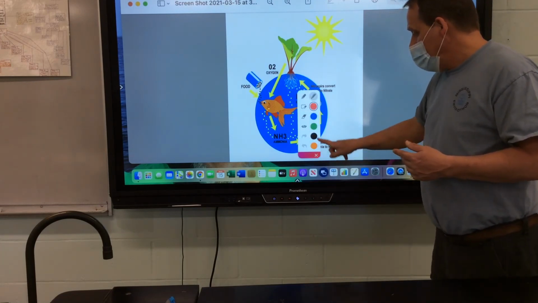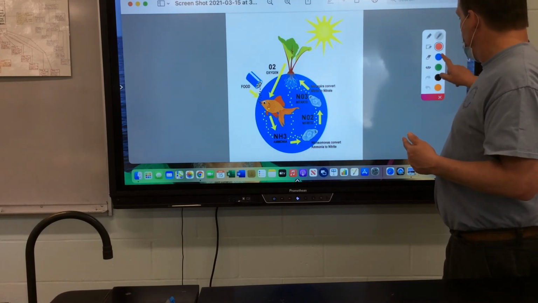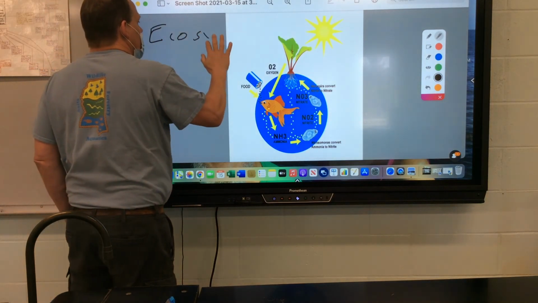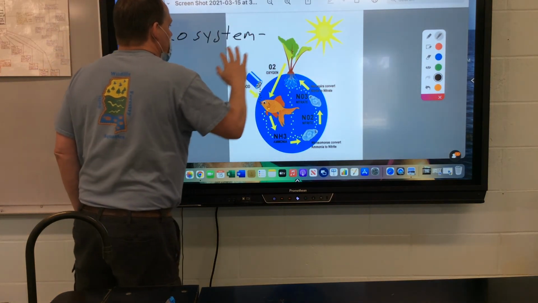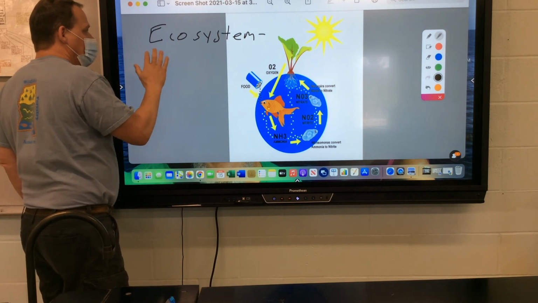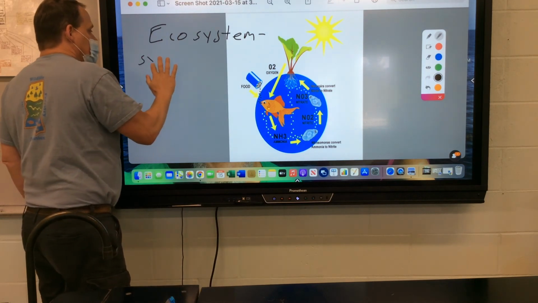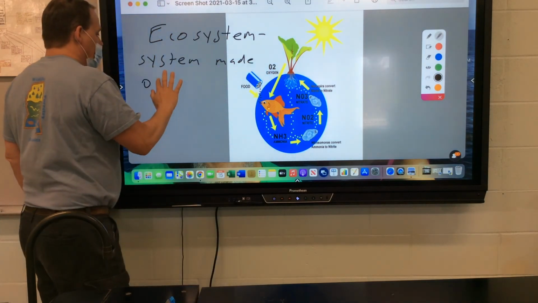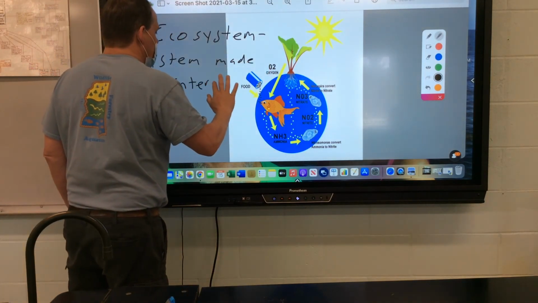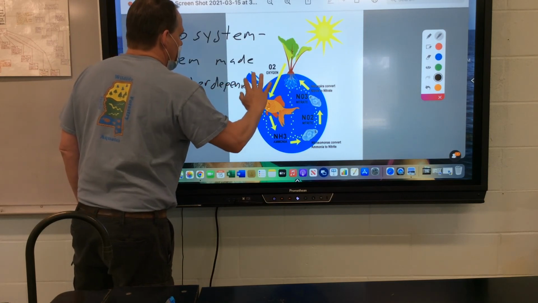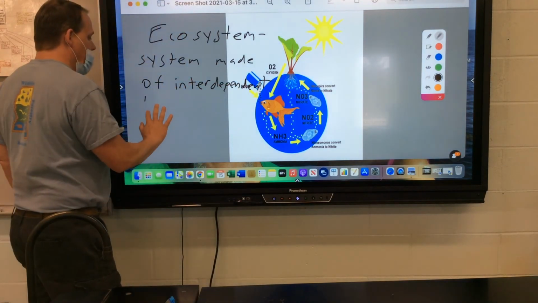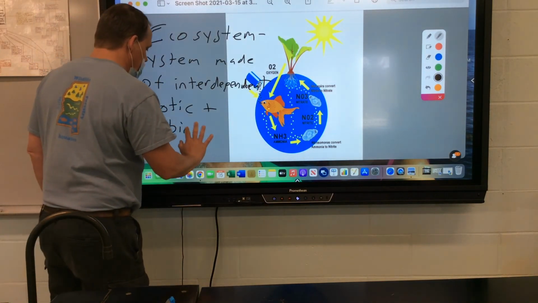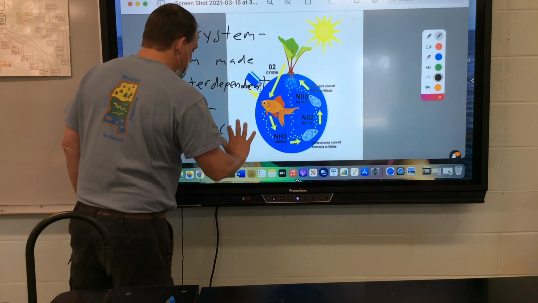So one way we can kind of define this is we can say that an ecosystem, if we were going to define it, is a system made of interdependent biotic and abiotic components.